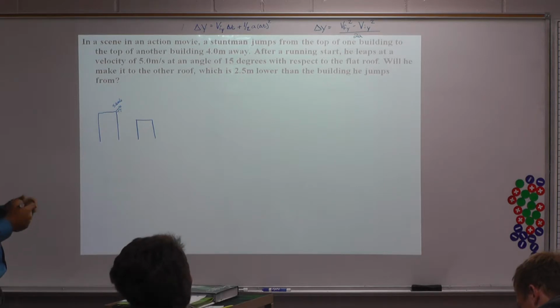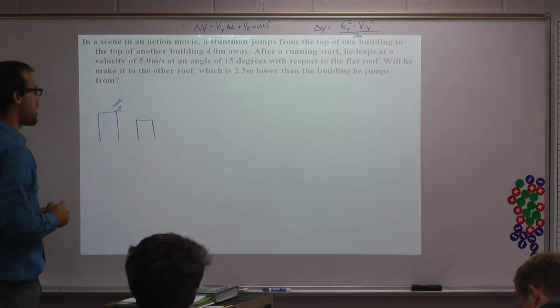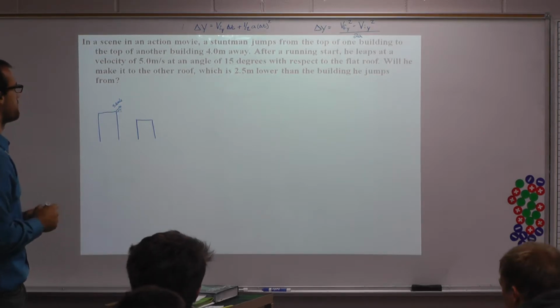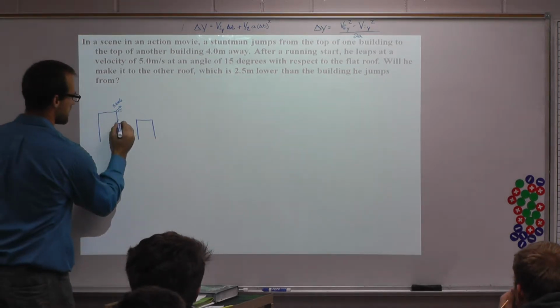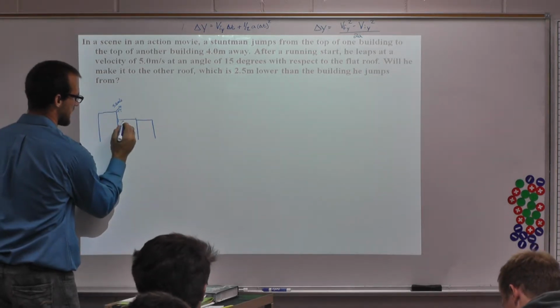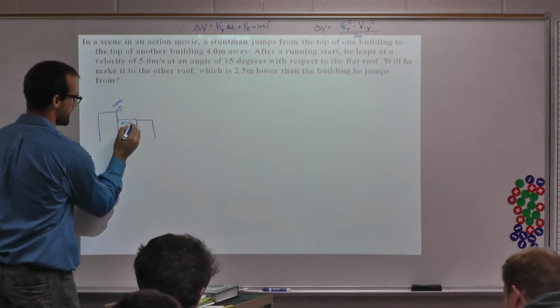How far is the x component of the jump? 4 meters. Yeah, that's what it has. So the change in x is 4 meters.